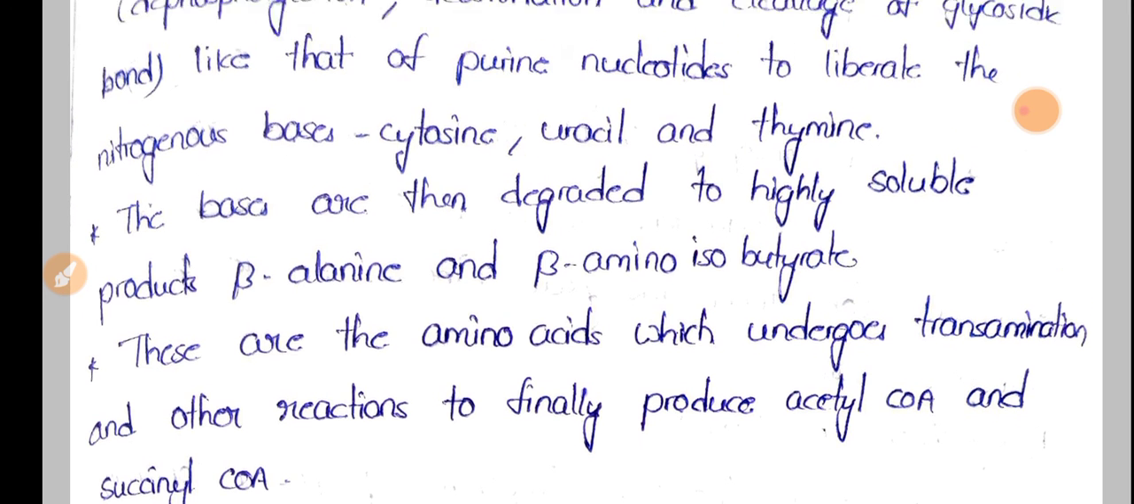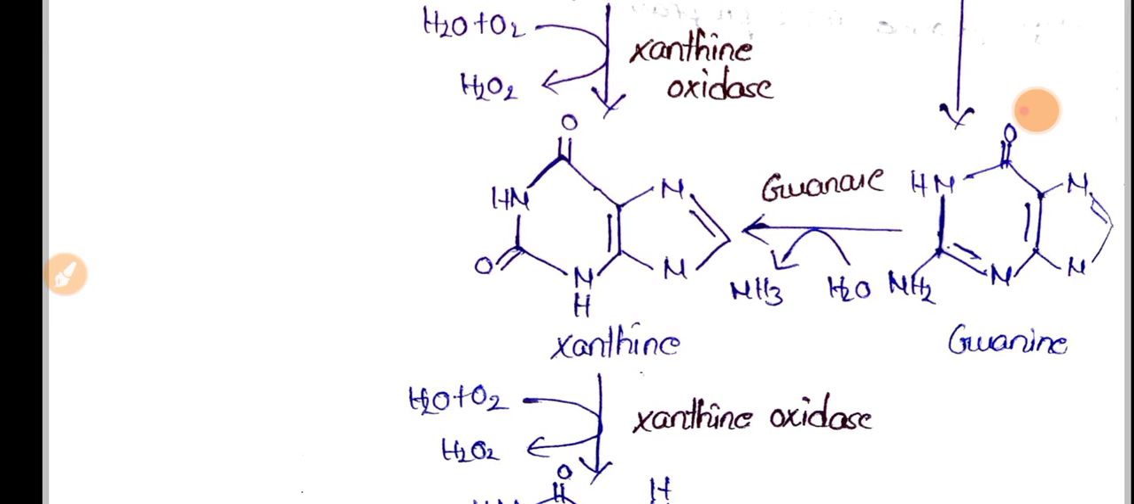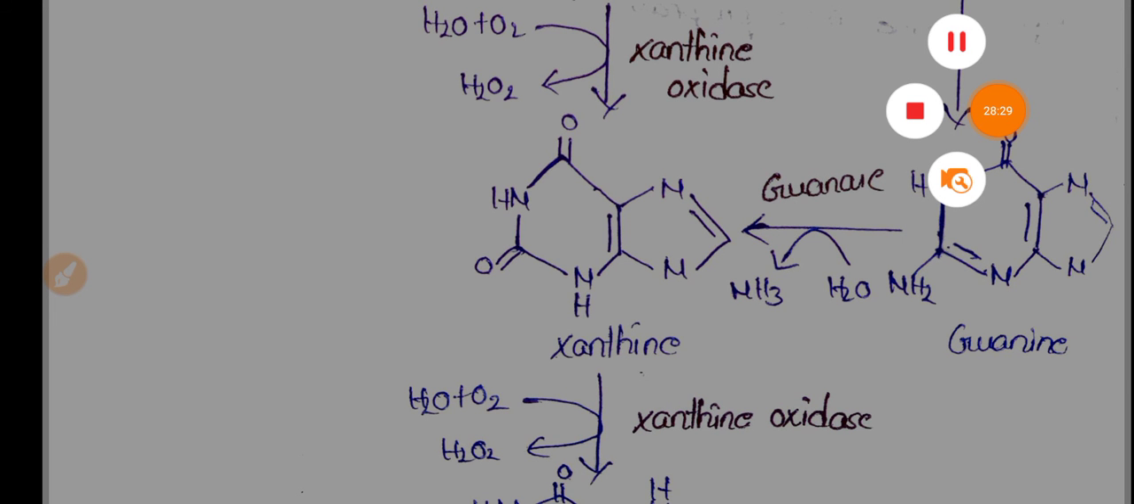Okay, so this is about the biosynthesis of purines, biosynthesis of pyrimidines, their salvage pathways and catabolism. In the next class, we will see about the rest of the topics from this unit.